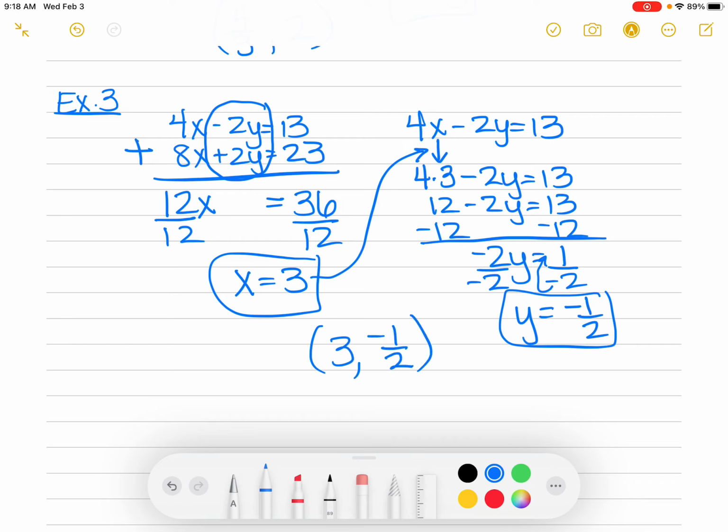Remember, this is like if I were graphing, that's the point where the two lines would intersect. And see how I get a half in there? That would be hard to graph. That's why using the addition method is the better choice here.